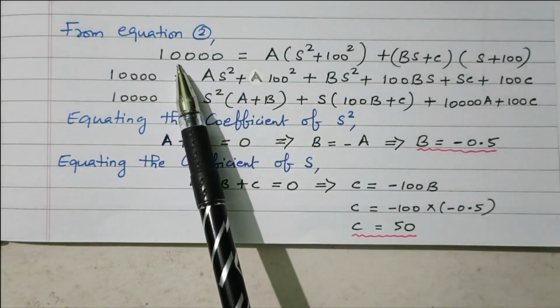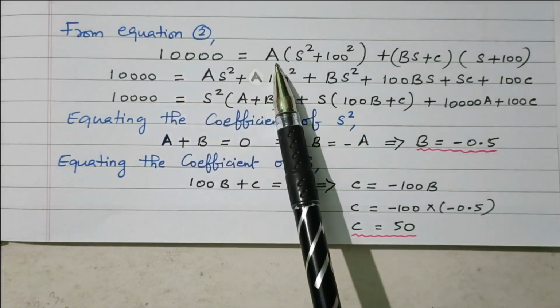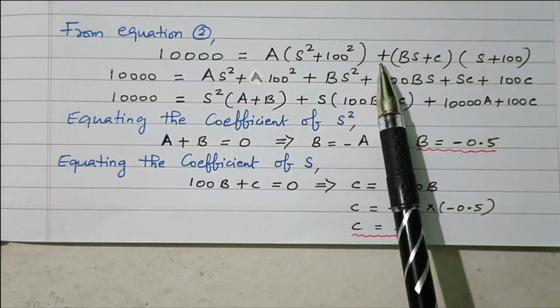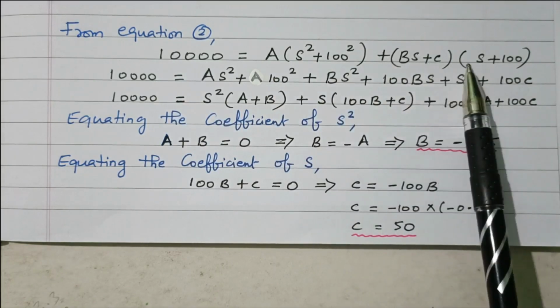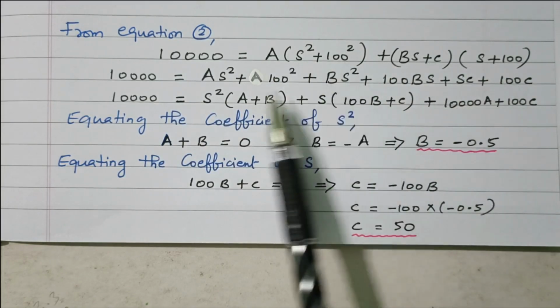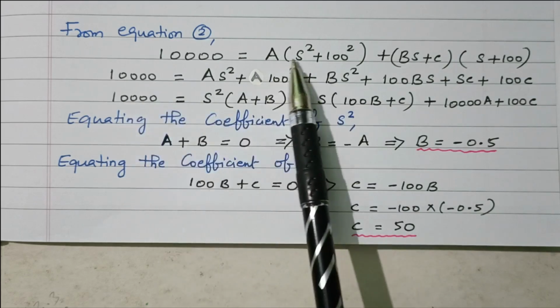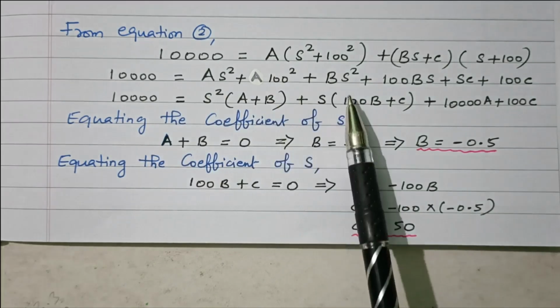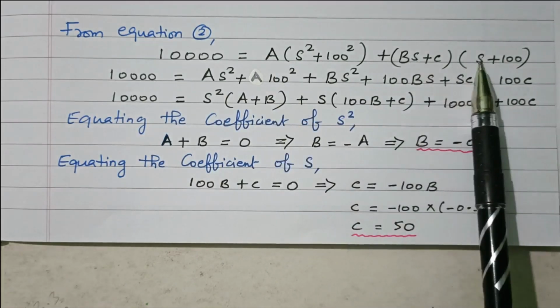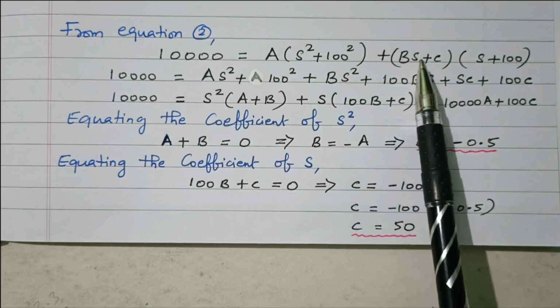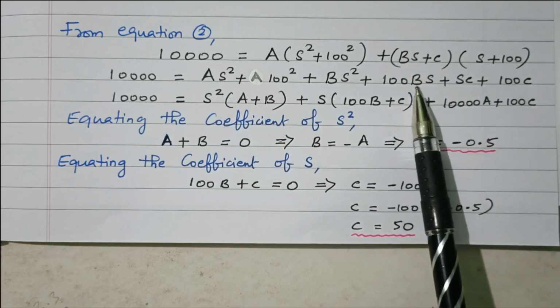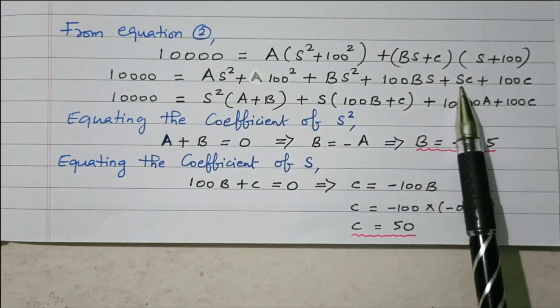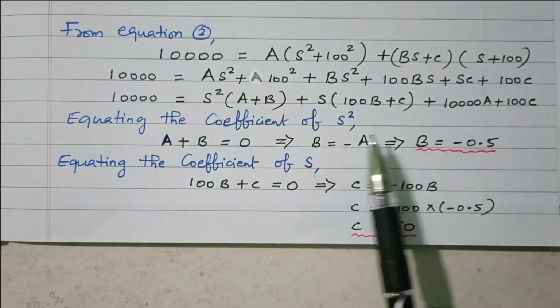So this is equation 2. 10,000 equals A(s² + 100²) + (Bs + C)(s + 100). You multiply inside. 10,000 equals As² + A·100². Similarly here, Bs into s, so Bs². Bs into 100, so 100Bs. C into s, C into 100.